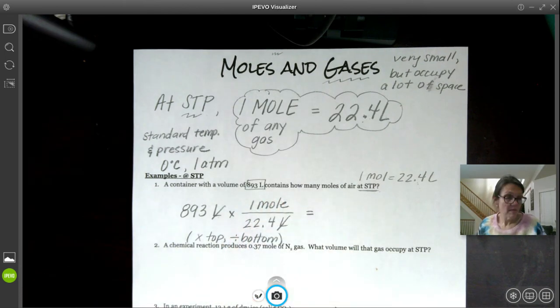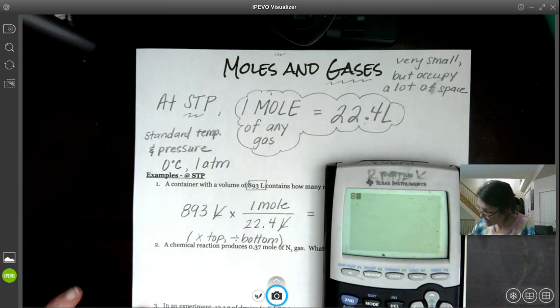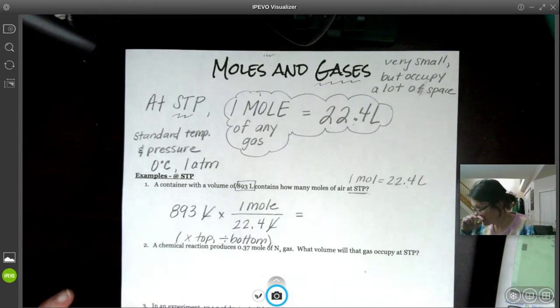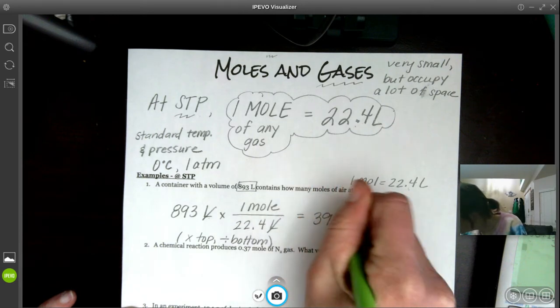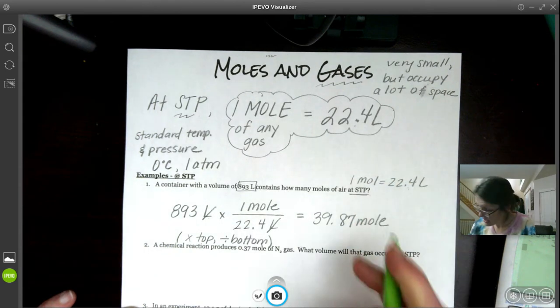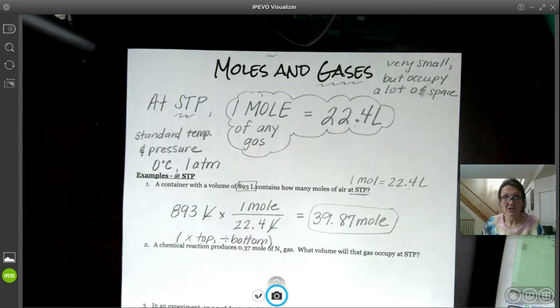So for this particular problem, we're going to get our calculator and do, let's see if you can see that. Oh, you sure can. Okay, you're going to do 893 times 1 divided by 22.4. And our answer is 39.867. We'll round to 2 decimal places, so I said 39.87 moles. It's a lot of moles, right? A lot of atoms. We definitely wouldn't want to have to calculate or count all of those.